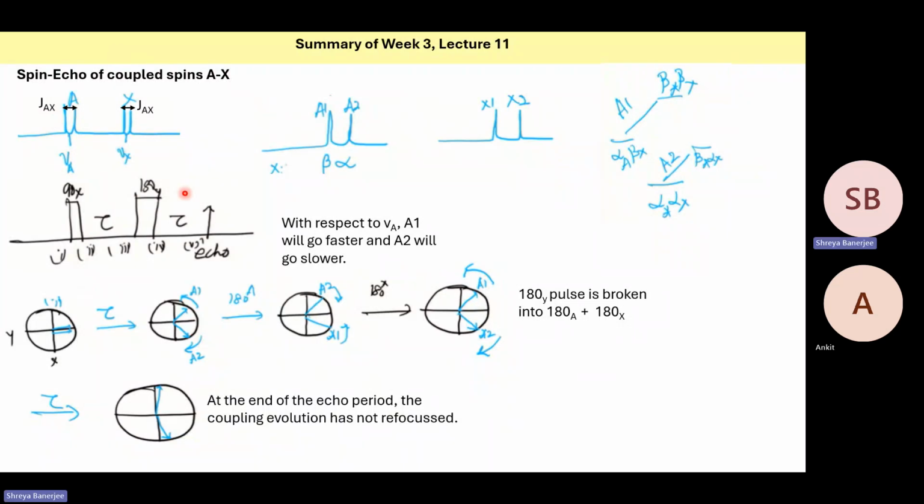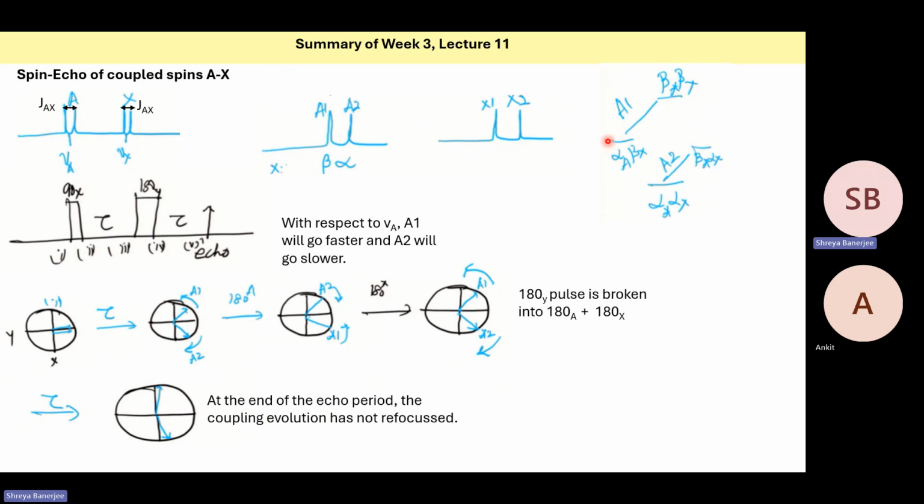Now, you have this AX system. So A splits into two lines, A1 and A2, and X also splits into two lines, X1 and X2. Just to refresh what we did in the previous class, basically the energy levels that give rise to this kind of splitting are that A has alpha and beta spin and X also has alpha and beta spin. So alpha alpha is where both A and X are alpha and it is the lowest energy level.